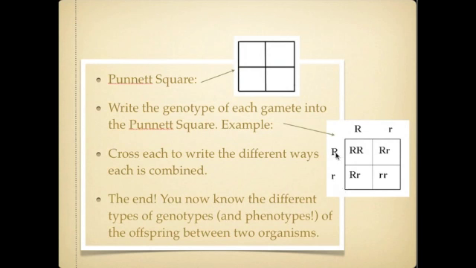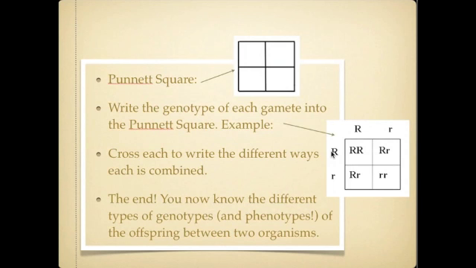So what you do is you cross the very first one on the side with the very first one on the top. You get capital R, capital R. Then you cross the very first one on the side with the second one on the top, and you get capital R, lowercase r. Then you do the same thing with the one on the bottom of the side, crossing it with the uppercase R on the top, so you get uppercase R, lowercase r. Then you cross it with the second one on the top, lowercase r with lowercase r.